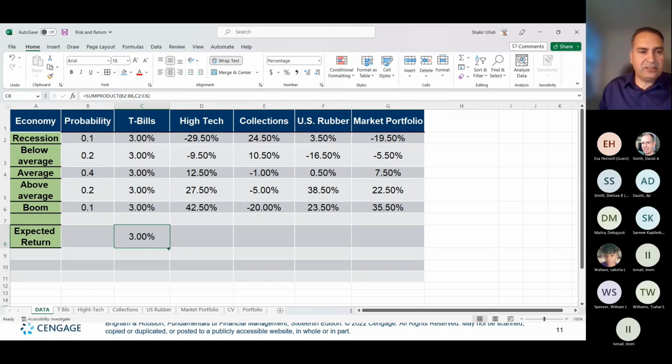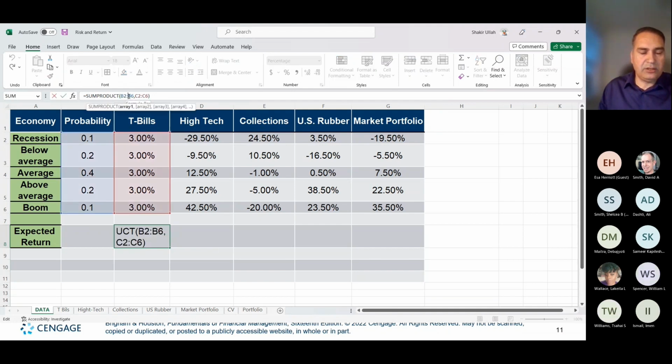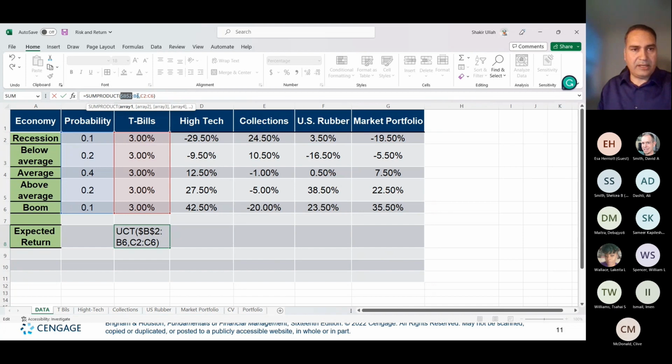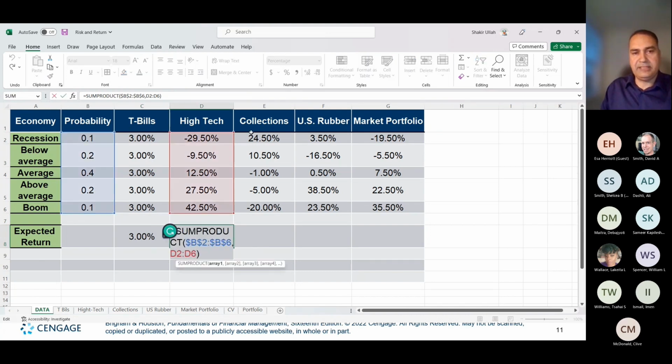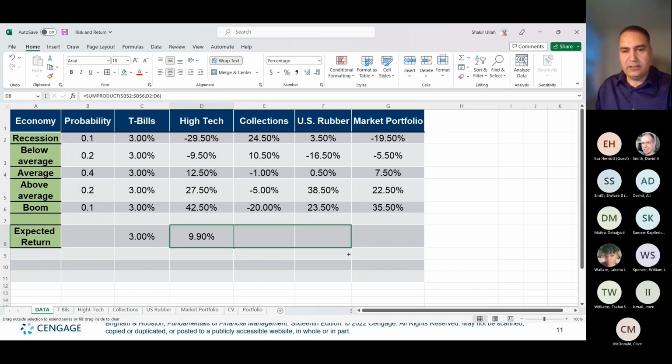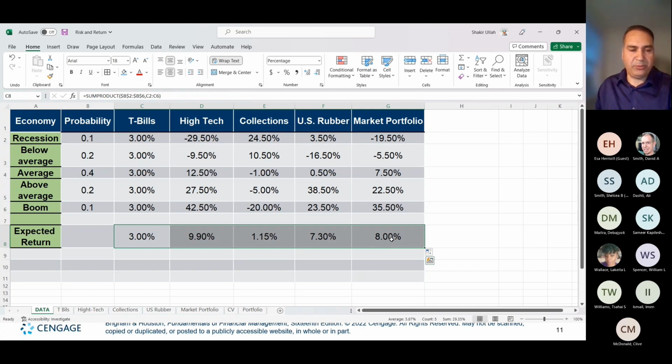Now I can drag it to the right, but for that purpose, this probability has to be multiplied with all of these columns. So let me make that probability column fixed with the dollar signs. Let me see if that works. Oh yeah, it works. You see, it is now multiplying those probabilities with the next column for the high tech industry, and then you drag it to the right, and you've got all the expected returns in just one row.